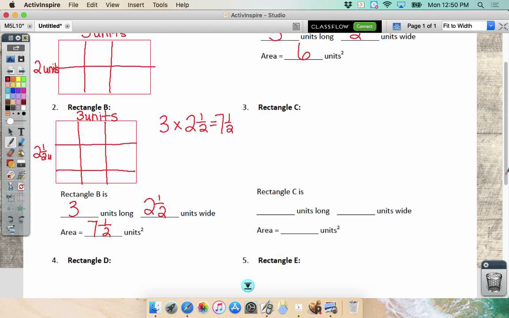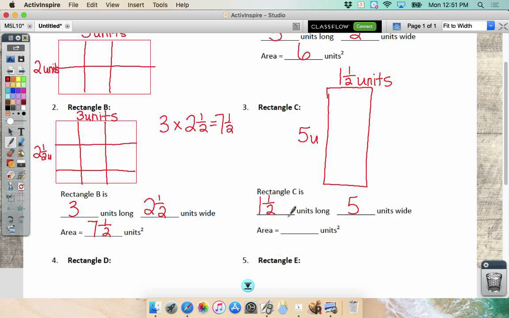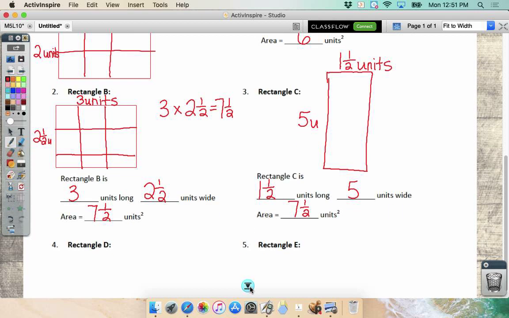And I'm going to make it big enough so I can actually see it. So how wide, or what was the length on top? 1.5 units. And how wide was it? 5 units. Okay. So rectangle C is 1.5 units long and 5 units wide. And what did we determine the total area was? 7.5 square units. Very good. Okay, we have 2 more that we're going to work on.